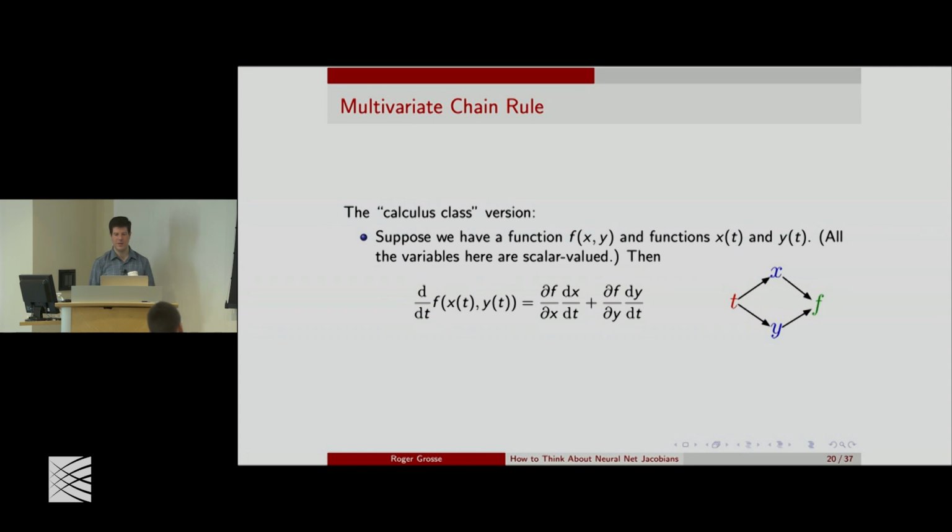And what is the multivariate chain rule? Here's the calculus class version that you might be familiar with. So if we have a function f of x comma y, and x and y are both functions of t, so the computation graph would look something like this, then the calculus class version of the chain rule says that the derivative of f with respect to t can be written as a sum over these two pathways, and for each one you multiply df over dx times dx over dt, or df over dy times dy over dt. So that's the calculus class picture.